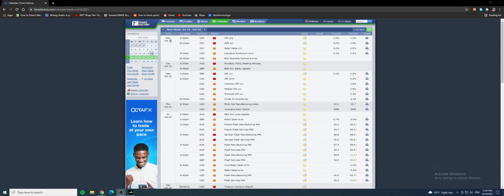So Monday on 18 October, we have the time here and the pairs, the currency on this column here, you can see, and also the news impact. I've only chosen the important ones so I can be aware of what to trade or what not to trade.